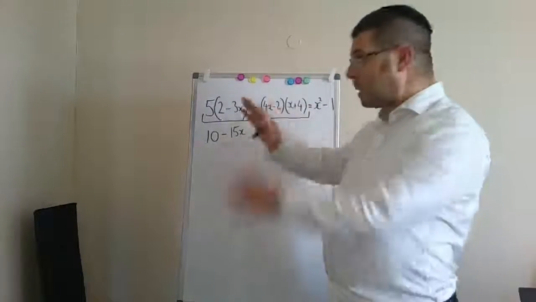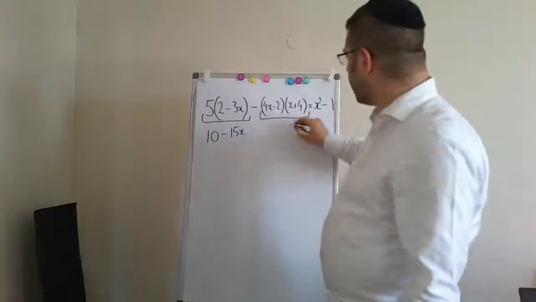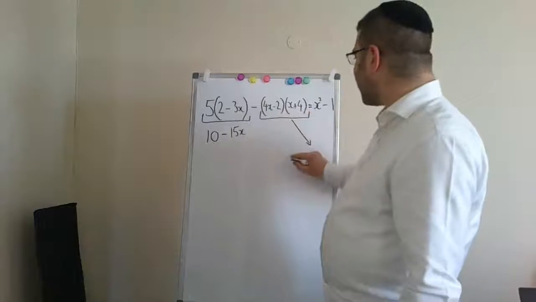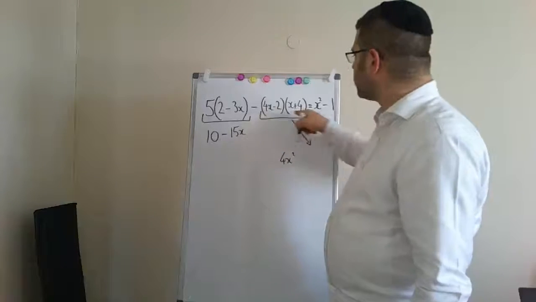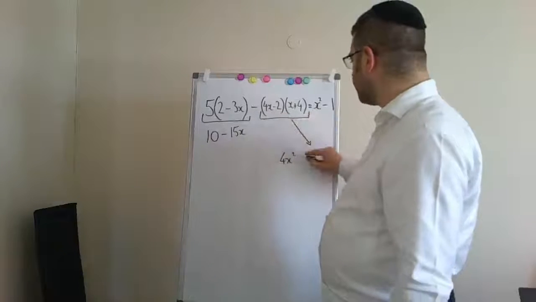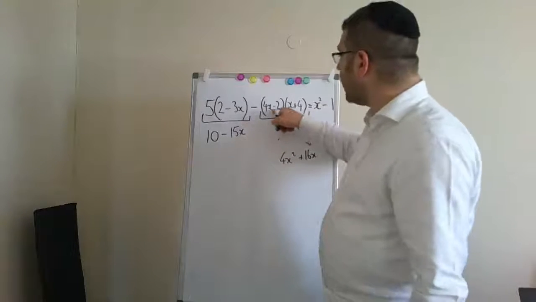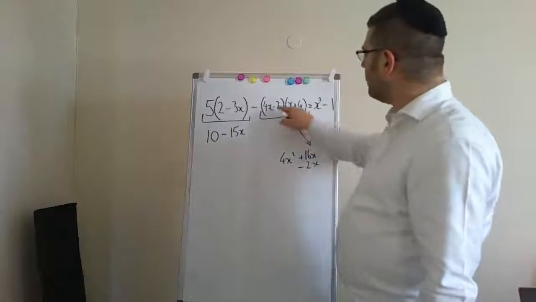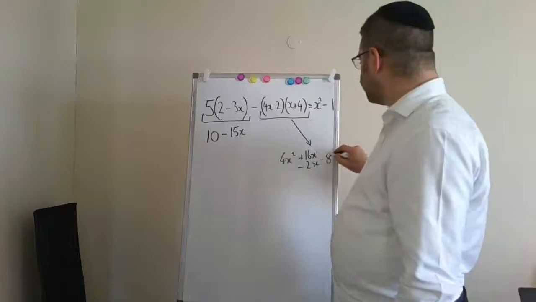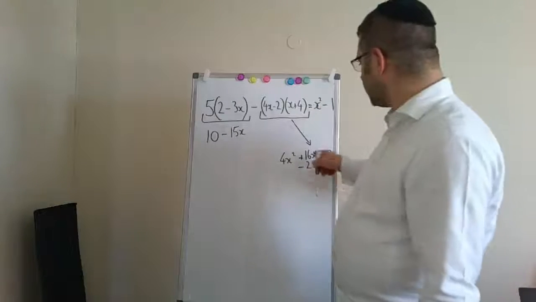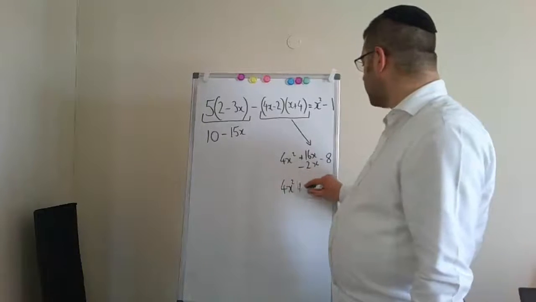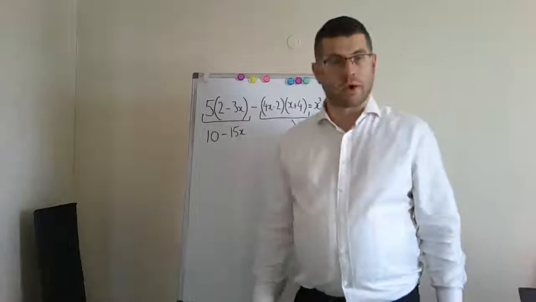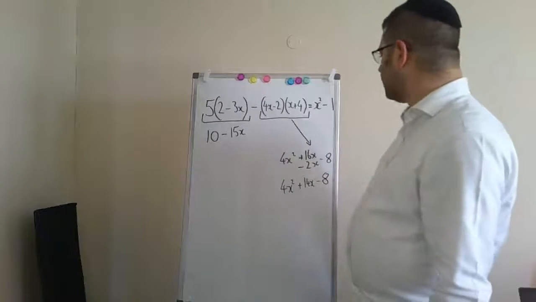Somewhere else on your page, on the side, just draw an arrow and let's work this out. So you've got 4x times x, that's 4x squared. 4x times plus 4, positive, positive, plus 16x. Minus 2 times x, that's minus 2x. Minus 2 times plus 4 is minus 8. The x term is simplified. 4x squared plus 14x minus 8.